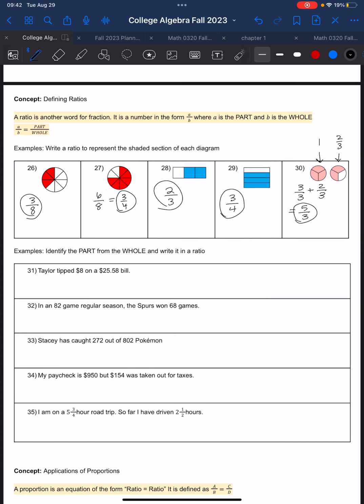For the next part, we are going to identify in these real world problems what is the part, what is the whole, and we're going to write it as a ratio.